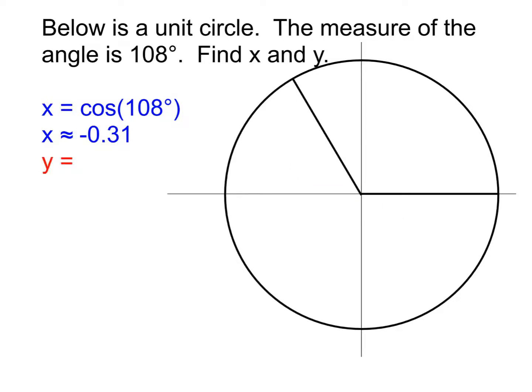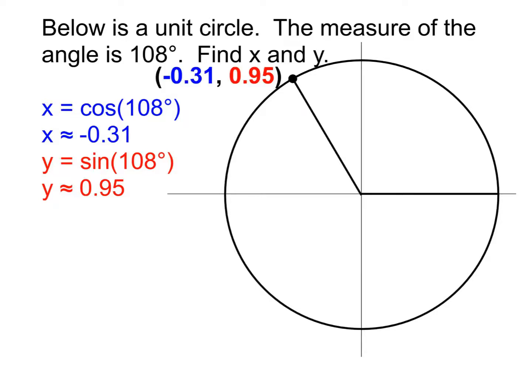Next up, to find the y. Would you expect the y to be positive or negative here? Well, are we going up or down? We're going up, right? And since we're going up, it's got to be positive. And again, to find y, that's the sine. So the sine of 108 degrees gives us about 0.95. All right, so that tells us the coordinates of that point are negative 0.31 and 0.95.